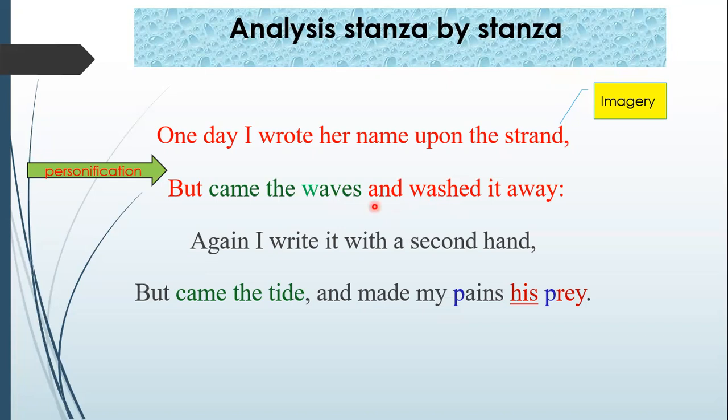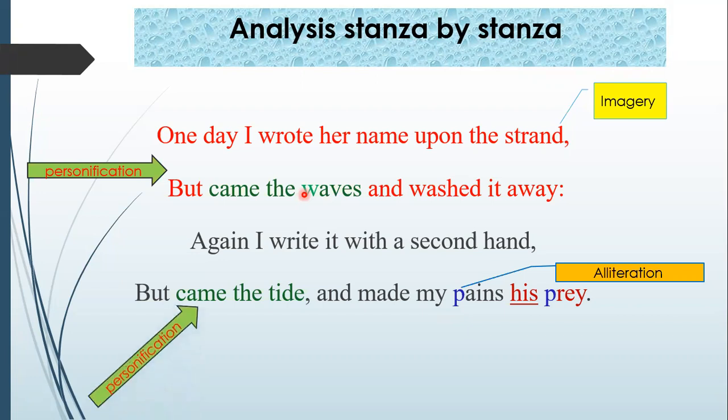So here, as if the waves are a person, and the waves came as if he or she, for example, or people coming and washed it away. And here we have personification. Again, I write it with the second hand. Okay. But came the tide. Again, the same. Came the tide, and we have also personification.